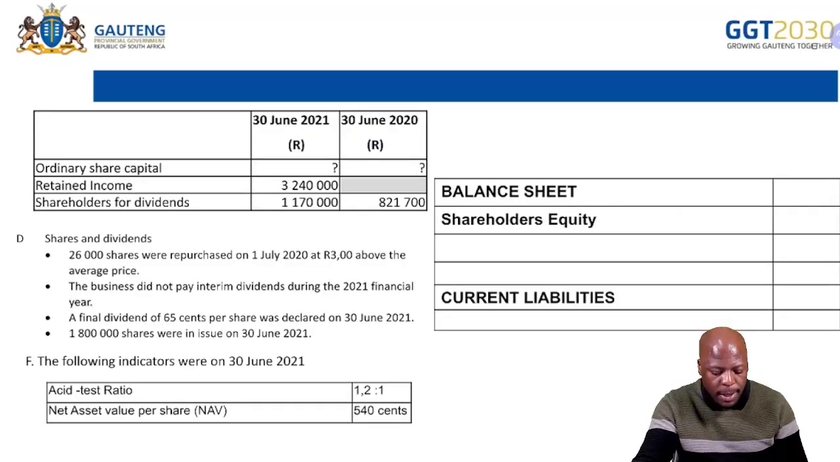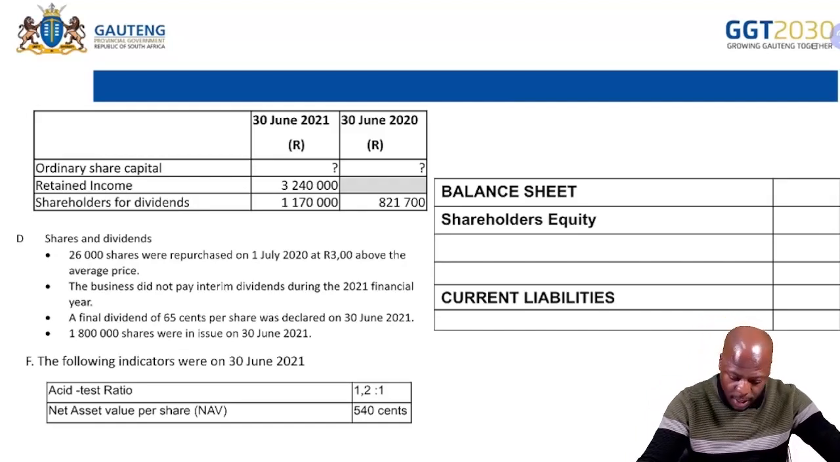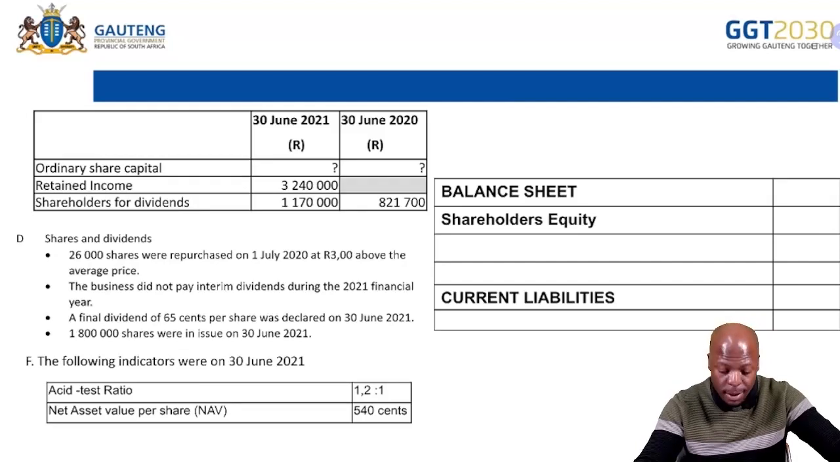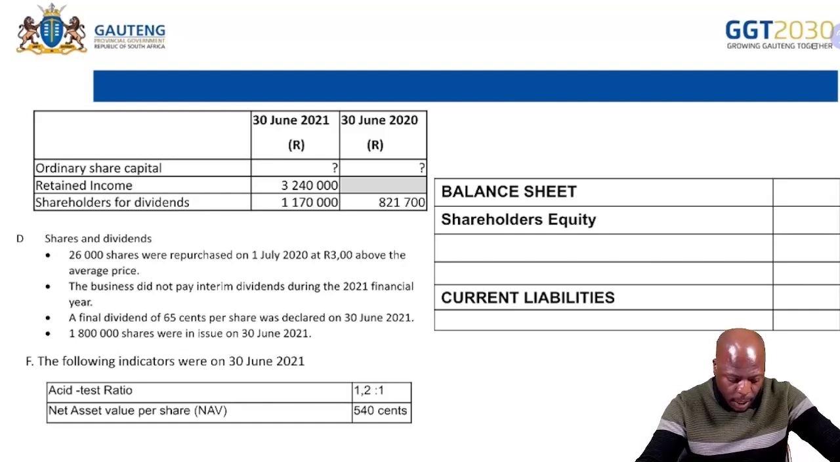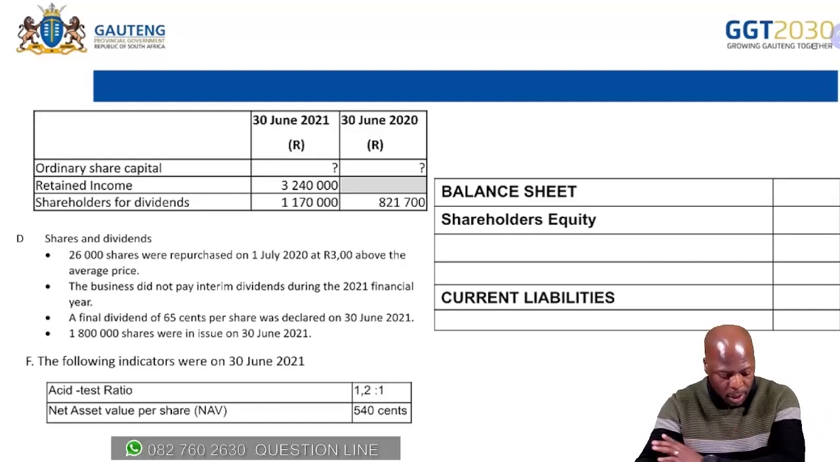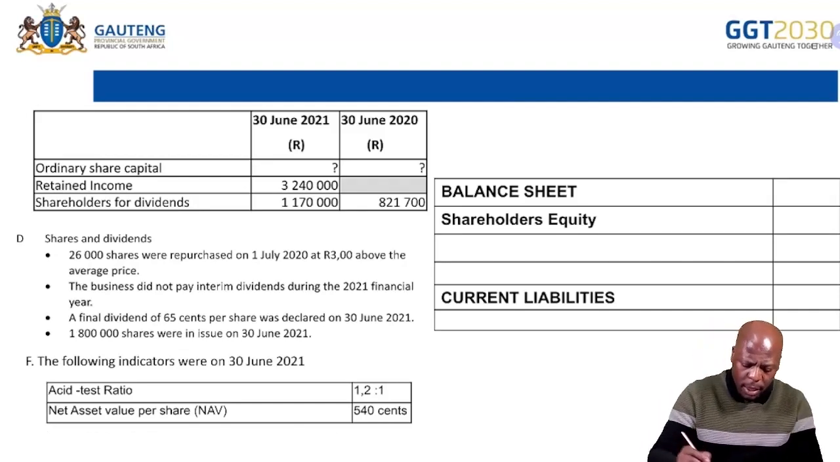Okay. The next adjustment, remember I told you that the balance sheet is made with so many things. We just saw inventory coming in. And here now we have something else. Here we have our information which has to do with shares. Let's see what they want us to do. It says shares and dividends. 26,000 shares were repurchased on 1 July 2020 at 3 Rand above the average price. The business did not pay interim dividends during the 2021 financial year. A final dividend of 65 cents per share was declared on 30 June 2021, and 1,800,000 shares were in issue on 30 June.